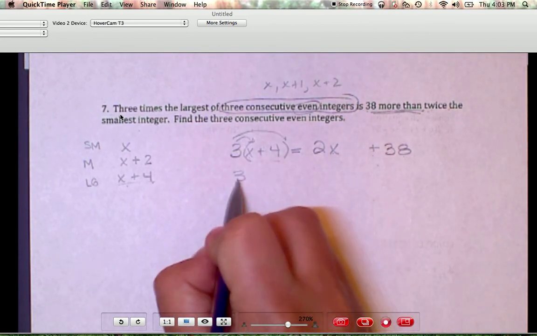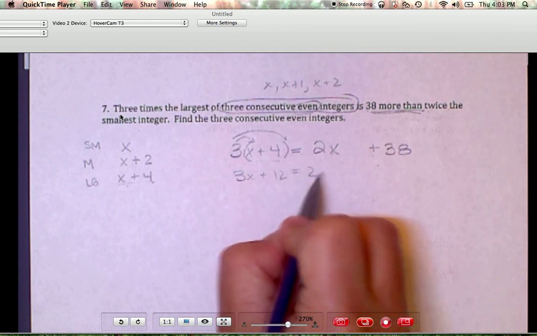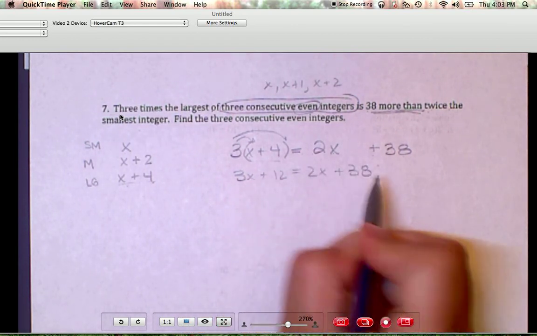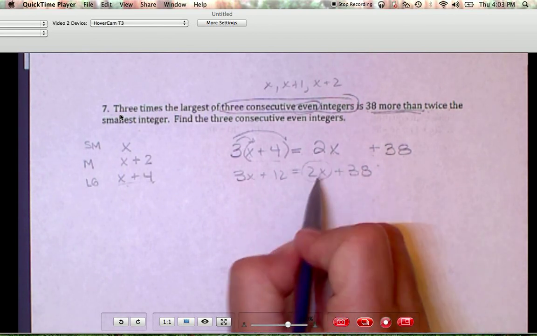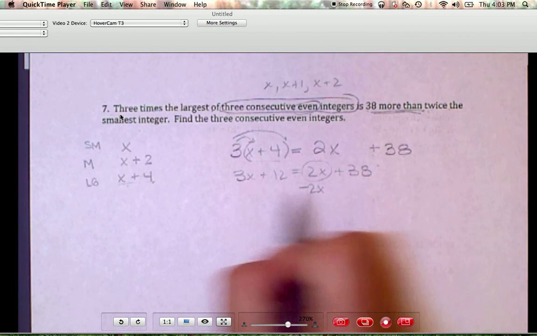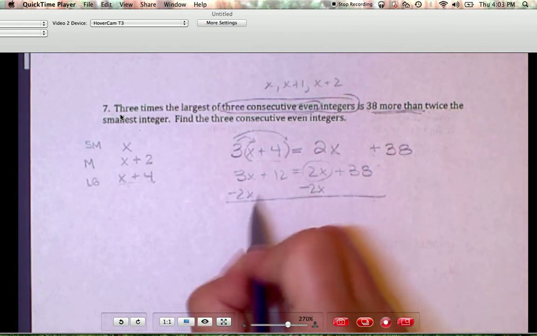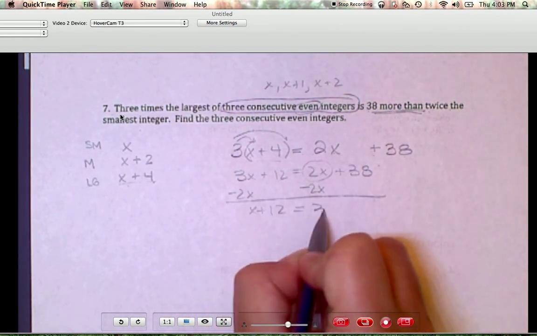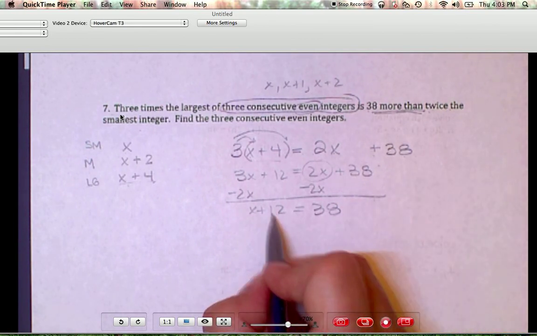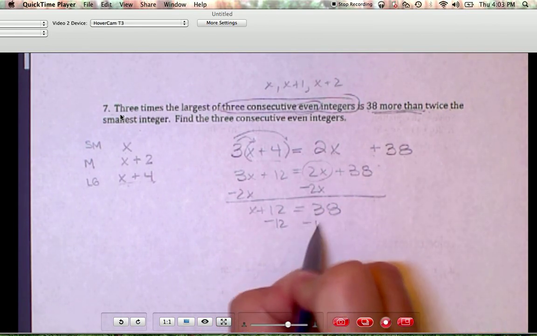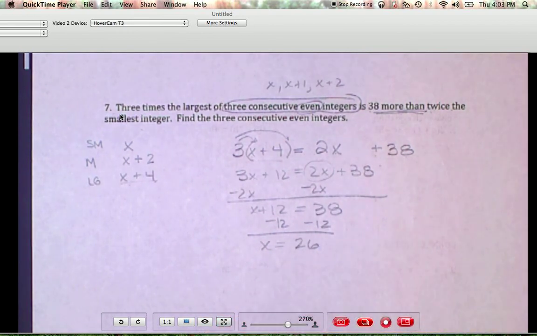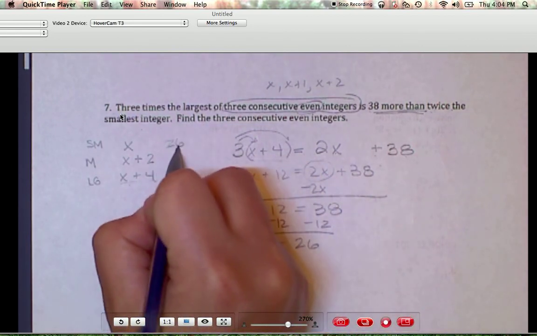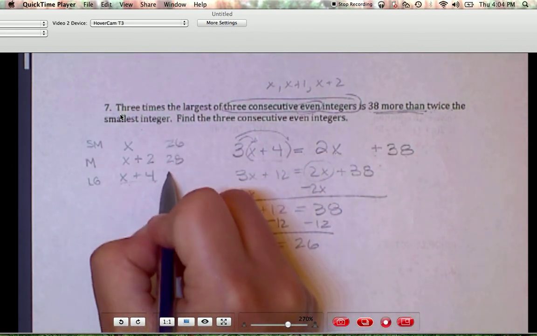We get 3x plus 12 equals 2x plus 38. Collect your variables on one side. This is the smaller one, so we're going to move that over by subtracting 2x. We get x plus 12 equals 38. And we'll move the 12 over by subtracting 12. We get x equals 26. Now let's check these. If this one is 26, that makes this one 28 and this one 30.